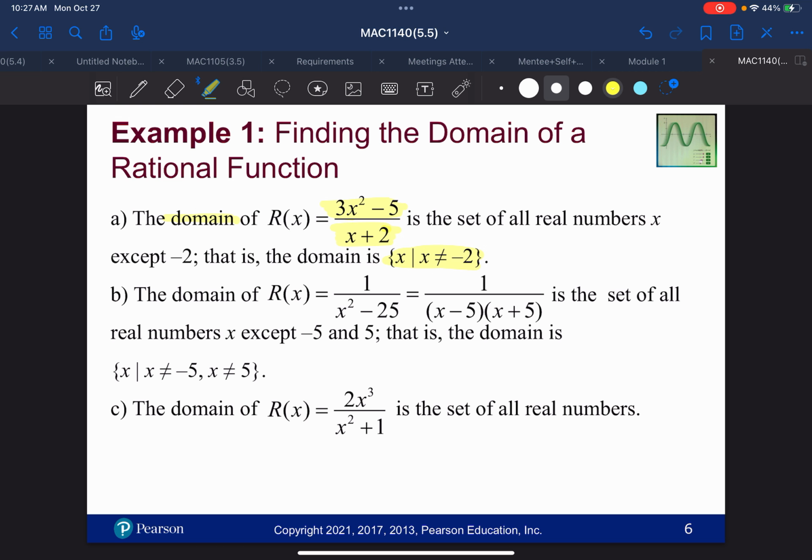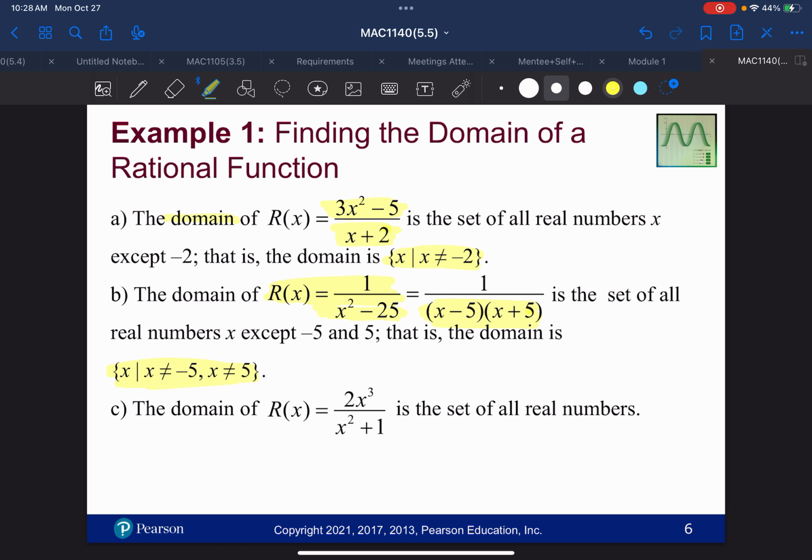The second example is the function r of x is equal to 1 divided by x squared minus 25. I can find the domain of this by first figuring out which values of x makes the denominator equal to 0. So that x squared minus 25 is a difference of two perfect squares, so that factors to x minus 5 times x plus 5. And so therefore there are two values that x cannot equal, and that will be positive 5 and negative 5. But it can equal any other number. So the domain is all numbers except for negative 5 and 5.